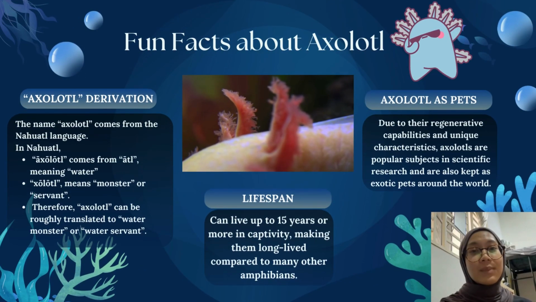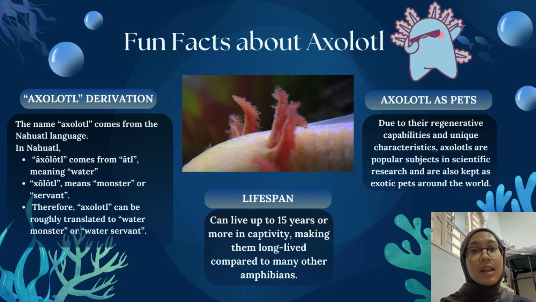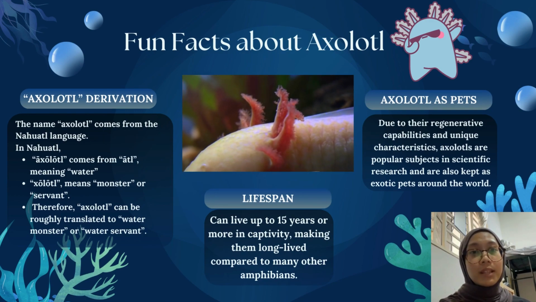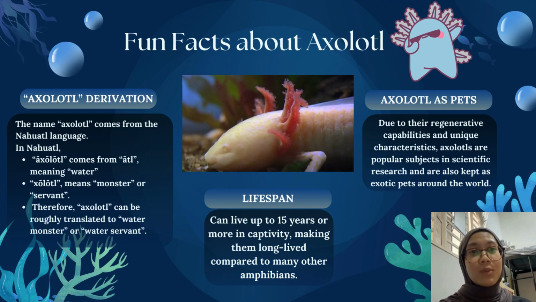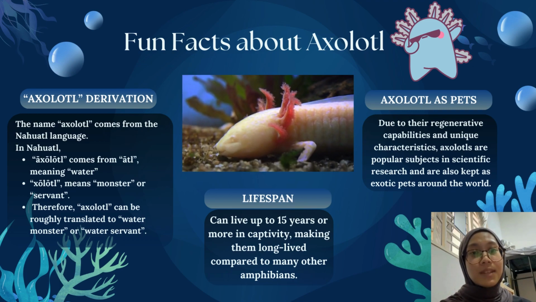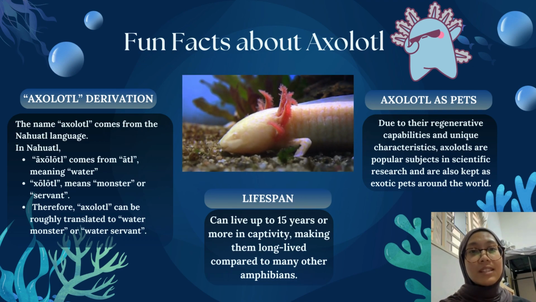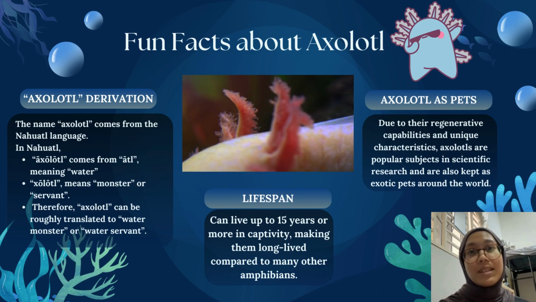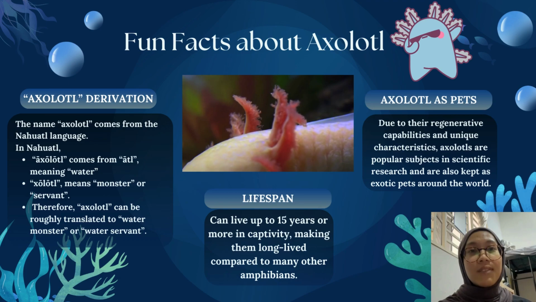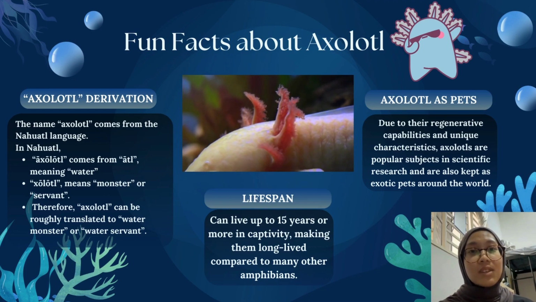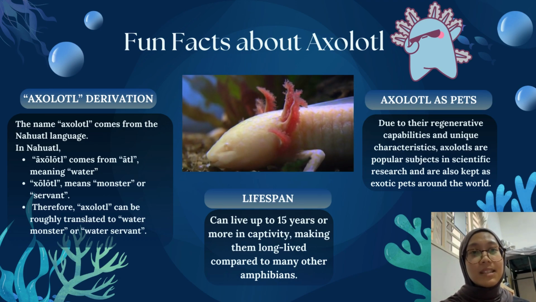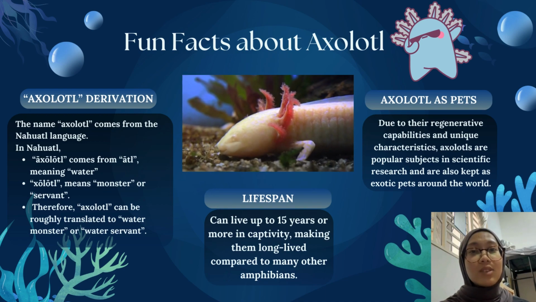Here are some fun facts about axolotls. First, the name axolotl comes from the Nahuatl language. In Nahuatl, axolotl comes from atl meaning water and xolotl meaning monster or servant. Therefore, axolotl can be roughly translated to water monster or water servant. Next, they can live up to 15 years or more in captivity, making them long-lived compared to many other amphibians. Lastly, due to their regenerative capabilities and unique characteristics, axolotls are popular subjects in scientific research and are also kept as exotic pets around the world.